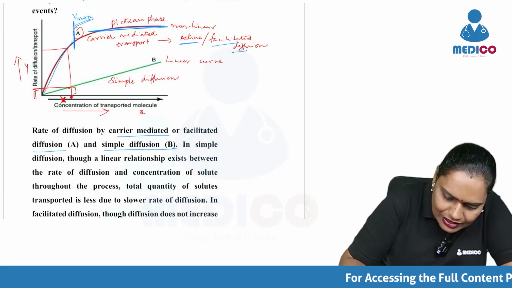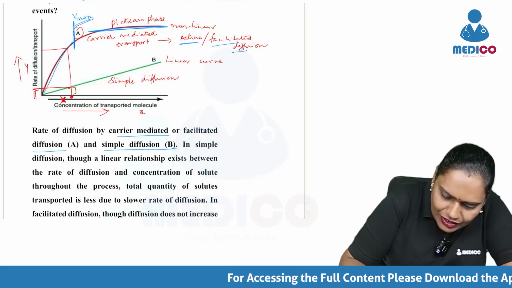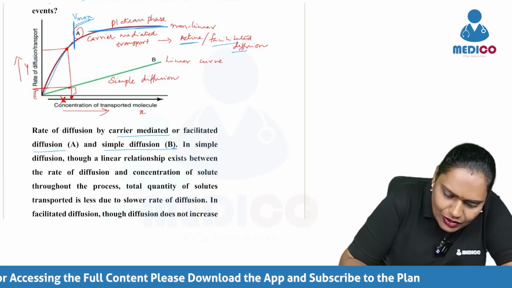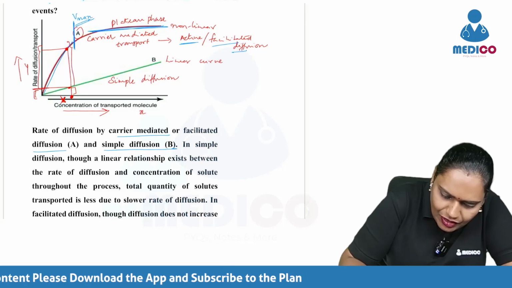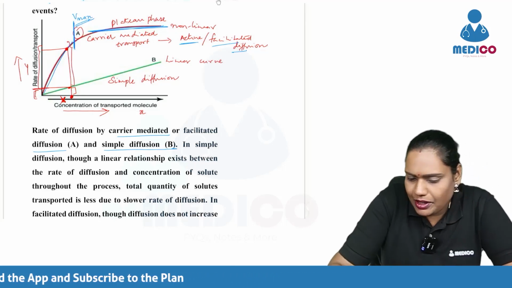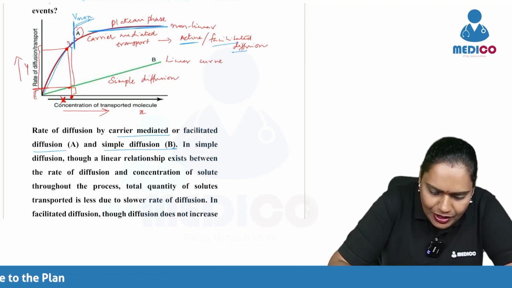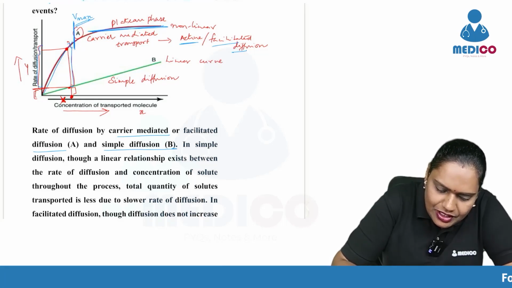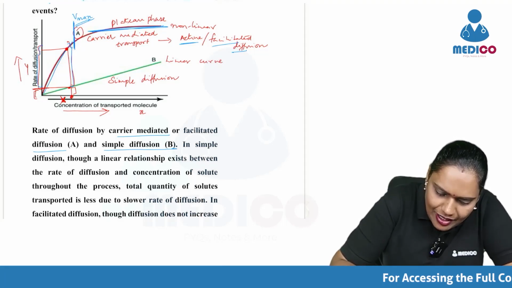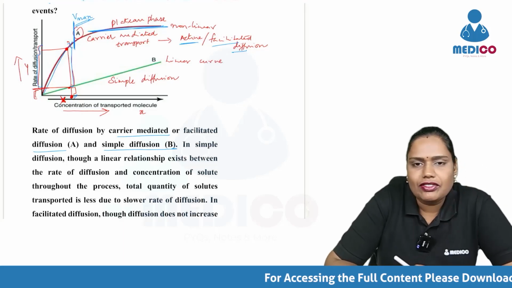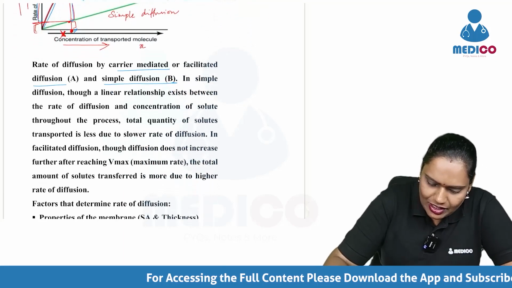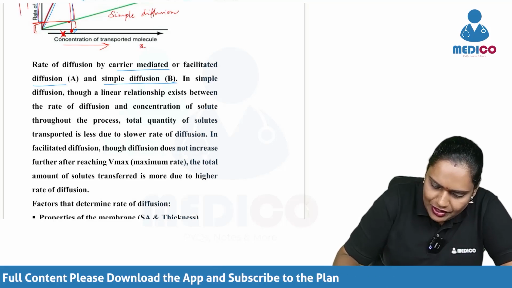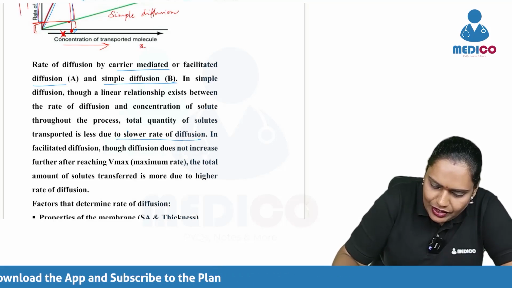Whereas, for the same concentration of the substance, look at the rate of diffusion for the carrier mediated transport. For carrier mediated transport, the rate of diffusion is far higher for the same concentration of the molecule. That means what it is telling is, in case of simple diffusion, it has a slower rate of diffusion.